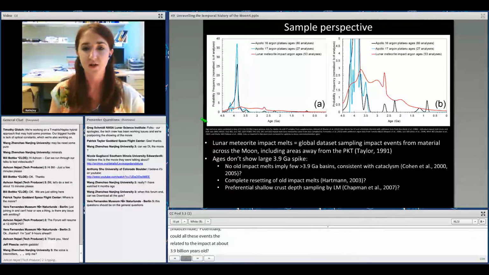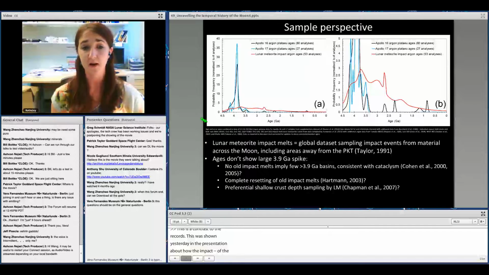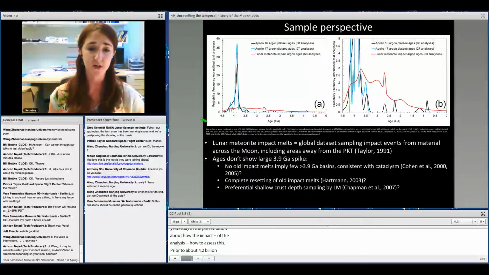This is in direct contrast to the types of records that we've had from the lunar meteorites. And this was brought up yesterday during Bill Hartman's presentation about the impact age record in lunar meteorite samples, so this is analysis of both the large hand specimens themselves and also clasts, compared to the Apollo samples, in that we did have very few dates prior to about 4.2 billion years old and not many dates before about 3.9. And they don't necessarily show the same sort of impact spike that the Apollo samples show.